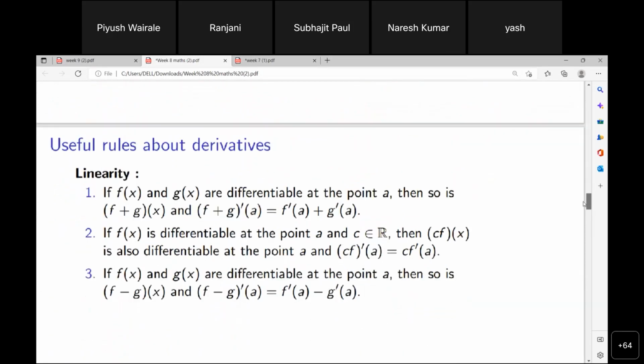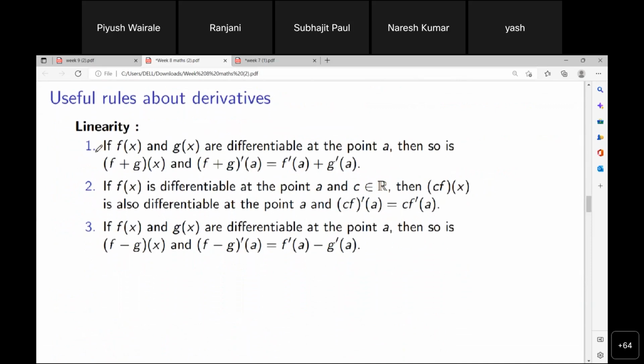Okay. So now there are some useful rules about the derivative. There is the linearity property. If f of x is differentiable at point A and C belongs to R, then this function multiplied by the constant is also differentiable at point A. Okay. So you can remember this point, and the same holds for minus also.